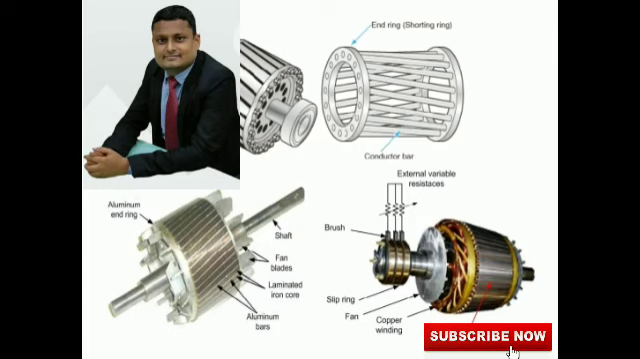End ring current. Now we come to the end ring current. What will be the current through the end ring? Here SR is the number of rotor slots, IB the rotor bar current, and P the number of poles. End ring current IE equals SR into IB by pi P.